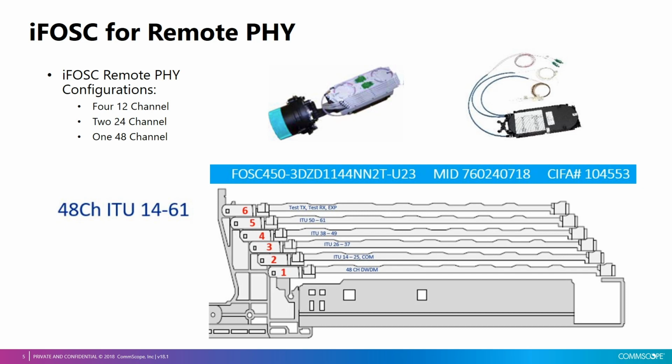The foundation of an iFOSC is a FOSC 450D splice closure along with factory-assembled DWDM filter trays. The closure and trays are integrated at the factory to our customer's specifications based on the network application and WDM design, in this case, remote PHY. The remote PHY iFOSC has 7 different configurations: 4 12-channel, 2 24-channel, and 1 48-channel configuration. Specific product descriptions and part numbers can be found in our remote PHY ordering guide for Comcast.